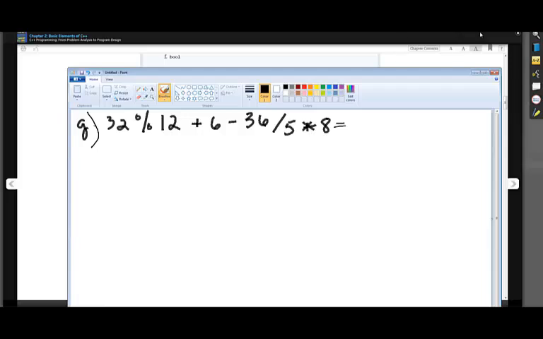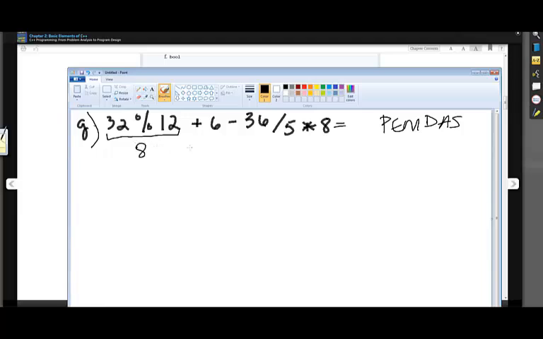So what we have here is an order of precedence. I like to put that Please Excuse My Dear Aunt Sally acronym on here. You don't have any parentheses, but you do have mod. Mod takes higher precedence here. So what's 32 mod 12? Well, 12 times 2 is 24, so that leaves you a remainder of 8 on this part.